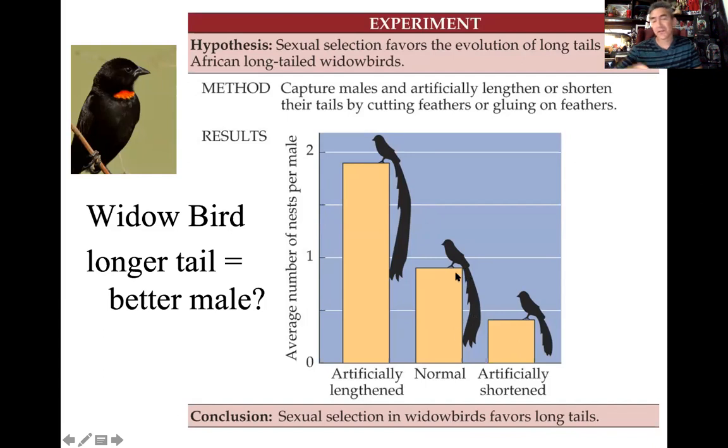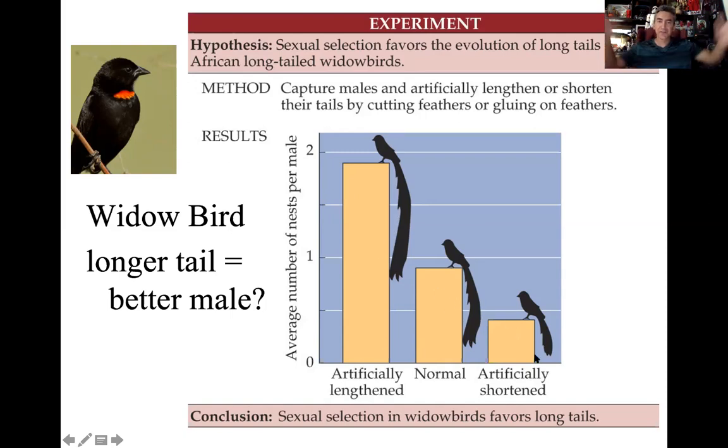They established another variable group where the tails were cut. Just the bird was not harmed. They just got a tail cut, right? They cut the feathers, and then they kind of weaved in those feathers into the third group here, right? So we have a group of artificially lengthened, artificially shortened, and the normal group. So our control, short and long tail.